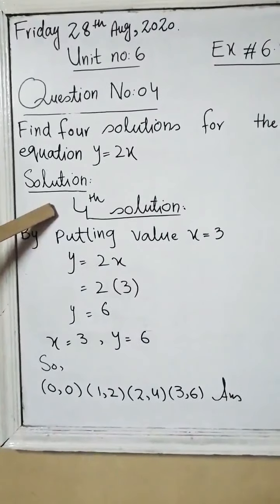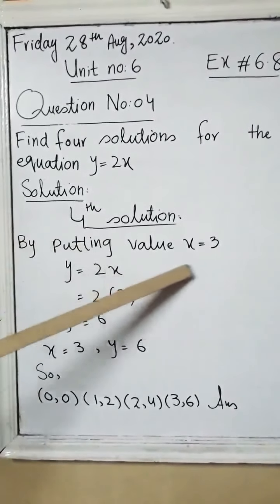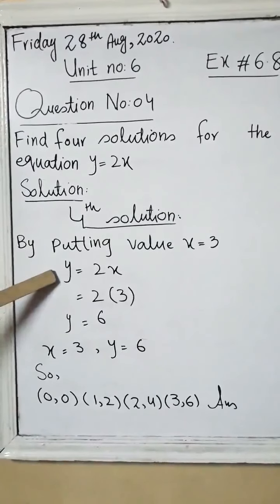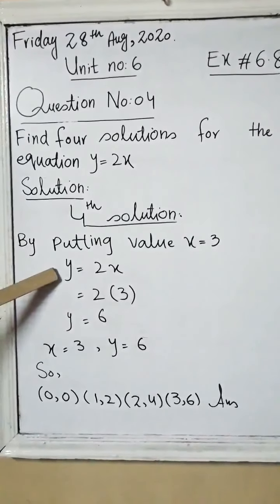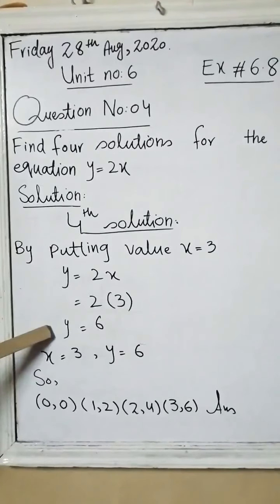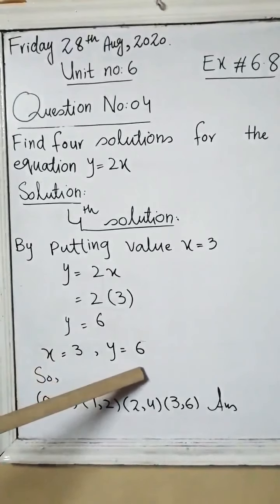Now students, here is our fourth solution. In this solution we will assume x is equal to 3. So we will write our statement by putting the value x is equal to 3. We will use our given equation y is equal to 2x. By putting values we will write 2 into 3. By multiplying both we get 6. So y is equal to 6. Here we got x is equal to 3 and y is equal to 6.